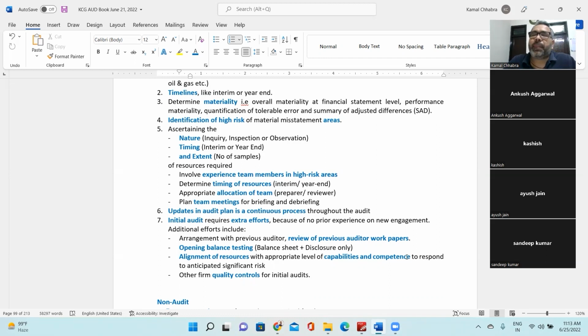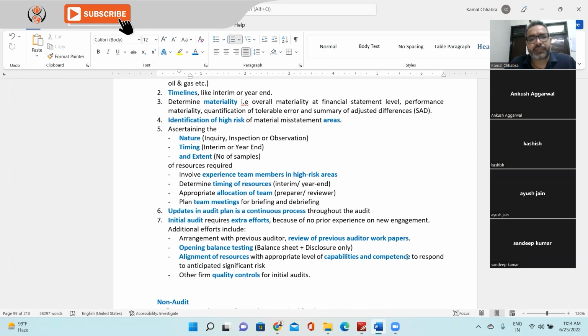So when you are doing the planning of audit, at that point of time, you'll be assessing at what stage, how many resources will be required, how many staff required, how many senior required, how many manager time is required, how much partner time is required, and so on and so forth. And you'll be doing detailed planning of that, right? Next is appropriate allocation of audit team.